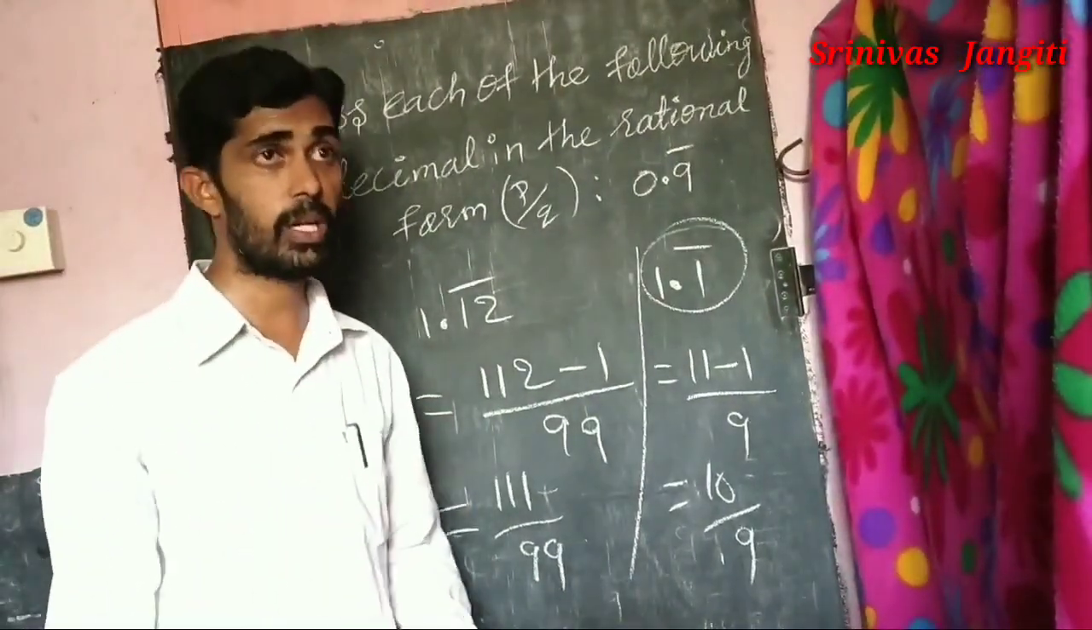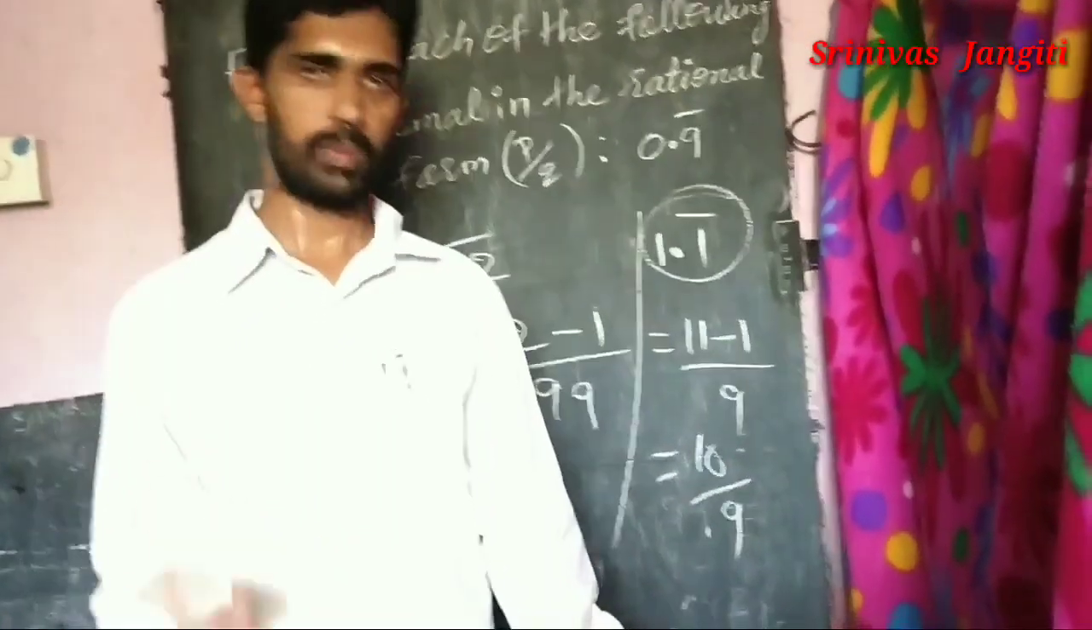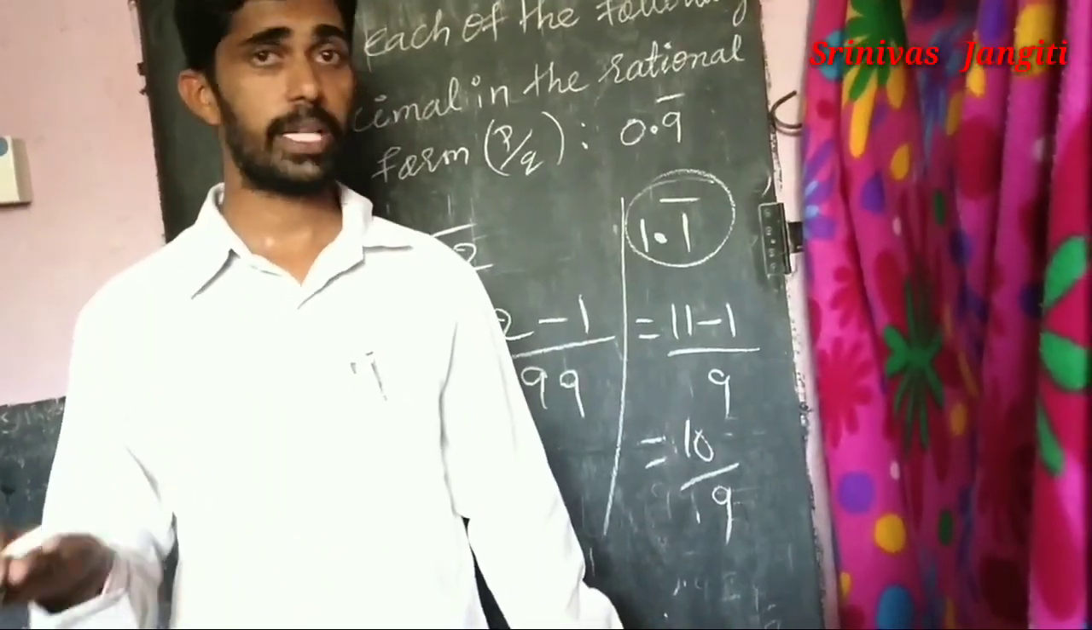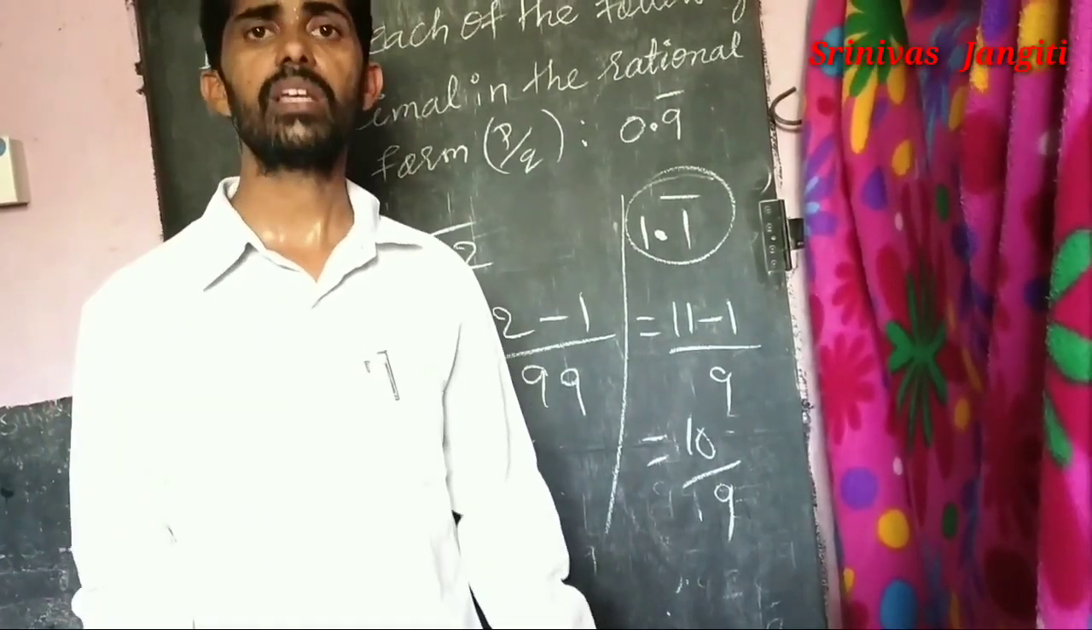So what is 0.9 bar? You want calculating or something? Nothing. What is 0.9 bar? It means 9 by 9. That is one answer. What is 0.8 bar? 8 by 9. What is 0.7 bar? 7 by 9. Is it so simple?